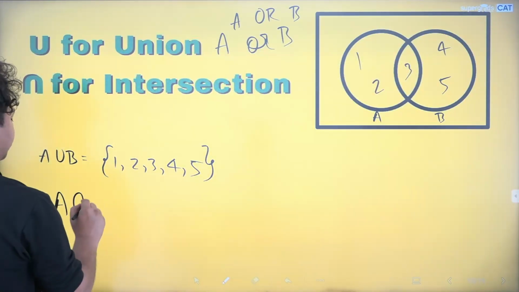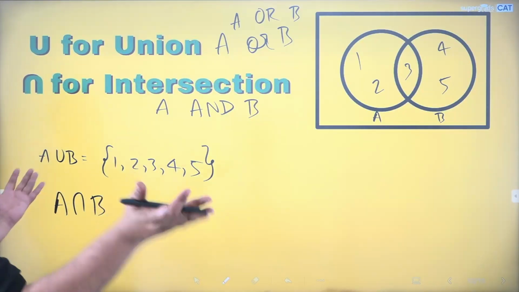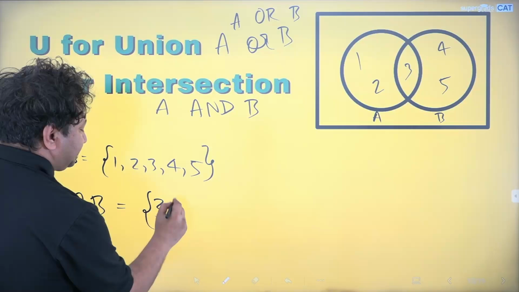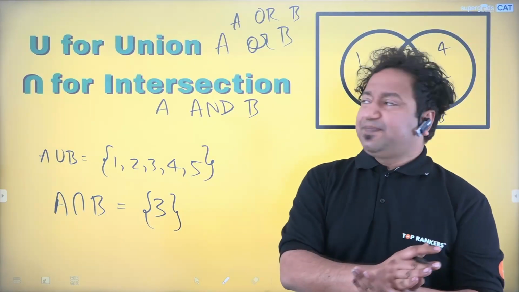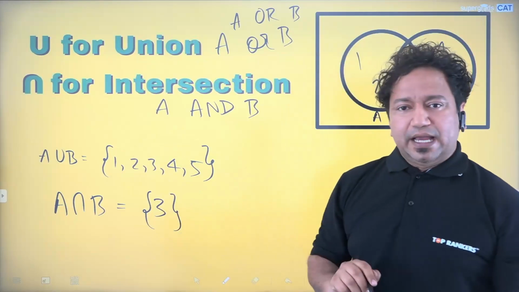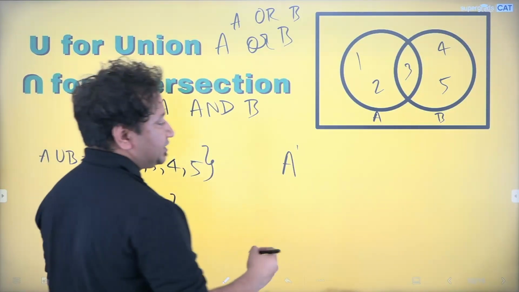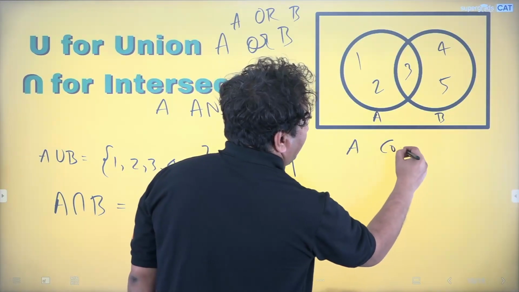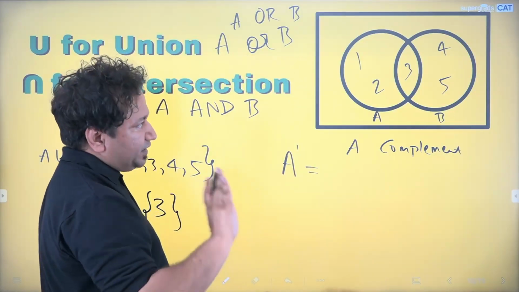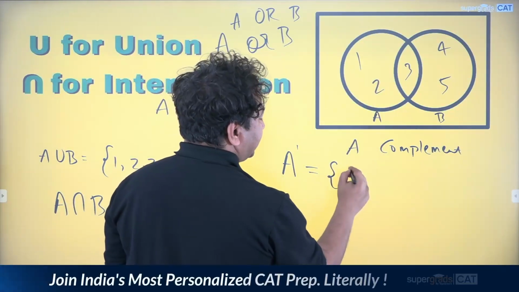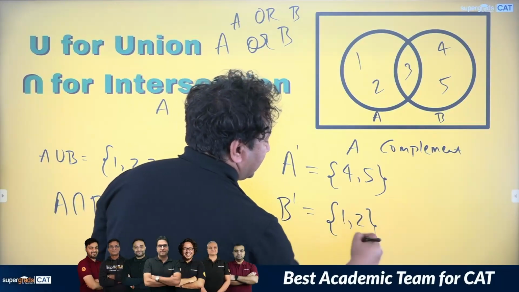Intersection can also be understood as A and B. Something which is there in both A and B. That is nothing but 3 only. So this is how we use the symbols of union and intersection in set theory. Logically speaking, union is or and intersection is and. By the way, there is more. We also use this symbol A with a dash over it. That is A complement, the complement of A. This will include everything that is not in A. In A we have 1, 2, 3. What is not in A? It's 4 and 5. Similarly, B complement will be equal to 1 and 2.